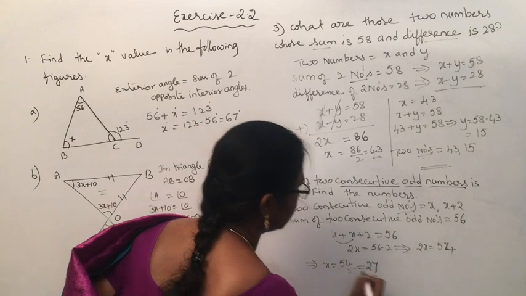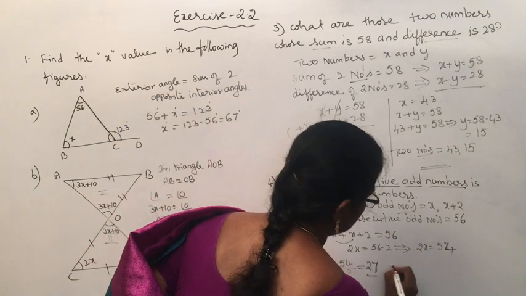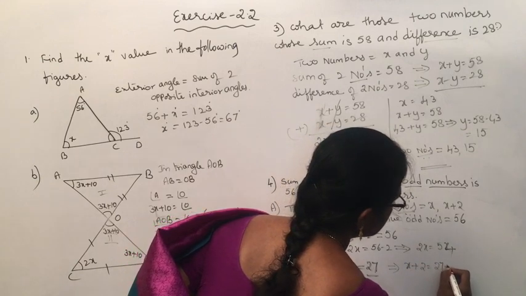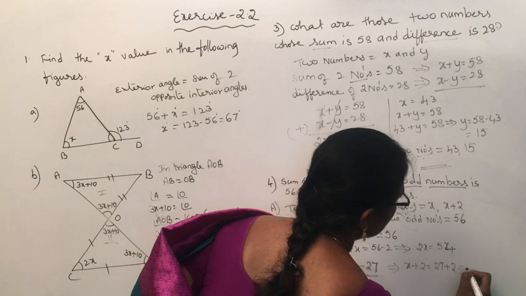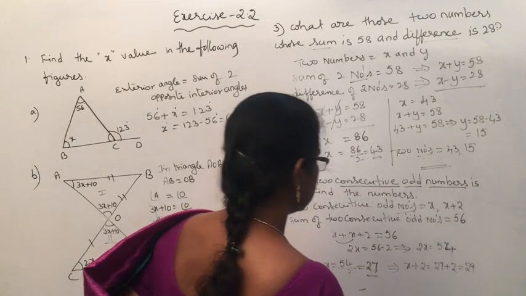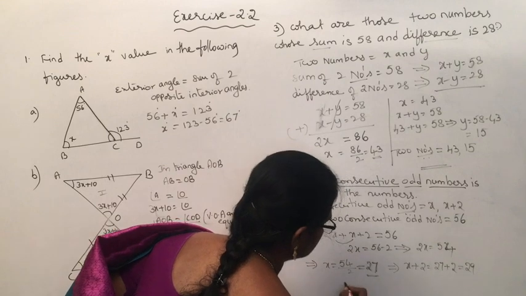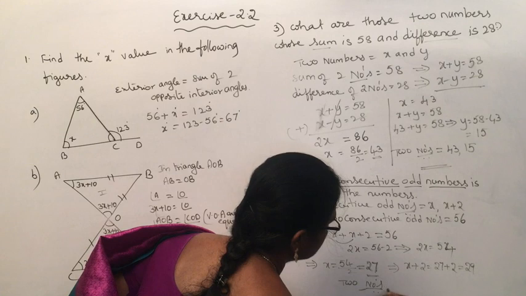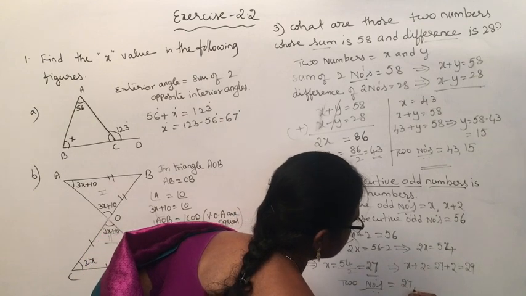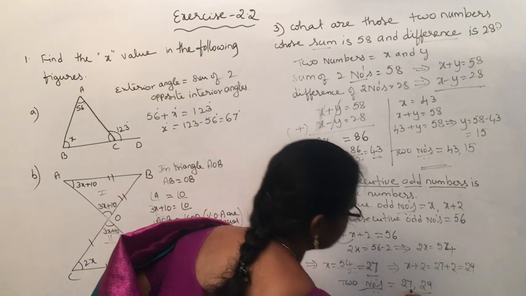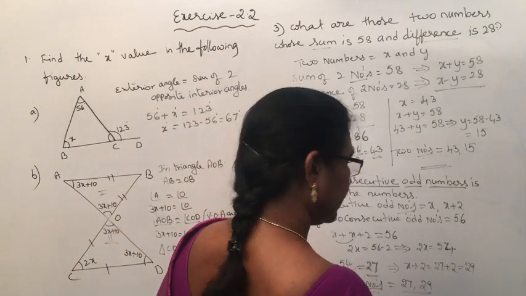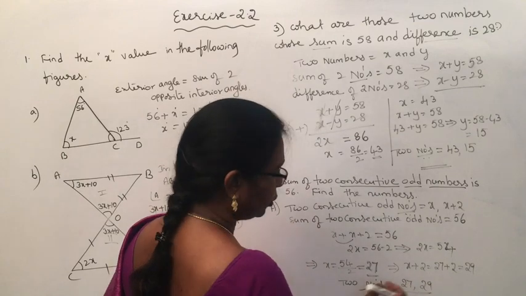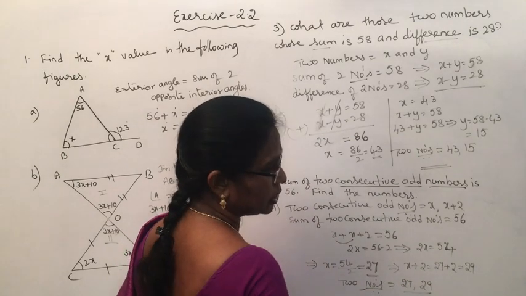Now what is the x value? 27. Now next, x plus 2 is equal to 27 plus 2 is equal to 29. Now what are the two consecutive odd numbers? The two numbers are 27 and 29. Here first we have to check whether these two are odd numbers or not. Yes, these two are odd numbers. Then consecutive means continuation or not. 27 and then 29. Then we can say these two are consecutive odd numbers.